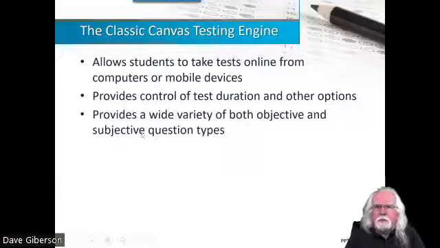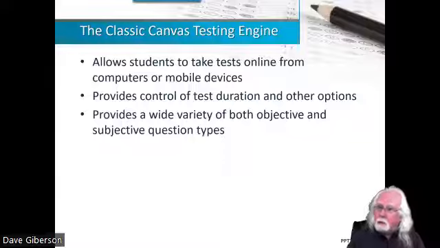There are quite a few different question types that you can use in classic quizzes, both objective and subjective questions. Canvas will grade the objective questions for you. Isn't that nice? No more Scantron sheets. Subjective questions we still have to grade, but when Canvas gets to the point it can do that, they may not need us anymore.